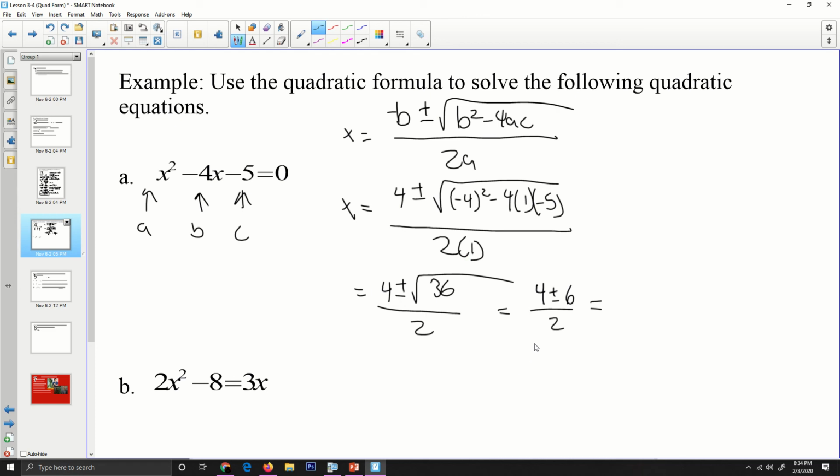And so for our final answer here, we're going to simplify this. So I can add these two. 4 plus 6 is 10, divided by 2 is 5. 4 minus 6 is negative 2, divided by 2 is negative 1. So my solutions are 5 and negative 1.